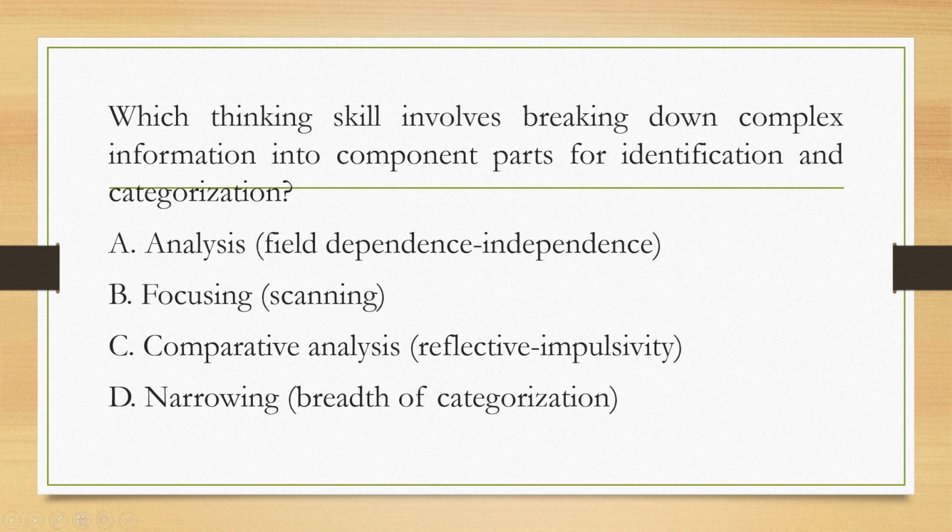Which thinking skill involves breaking down complex information into component parts for identification and categorization? A. Analysis, field dependence independence. B. Focusing scanning. C. Comparative analysis, reflective impulsivity. D. Narrowing, breadth of categorization. The correct answer is letter A, analysis, field dependence independence.